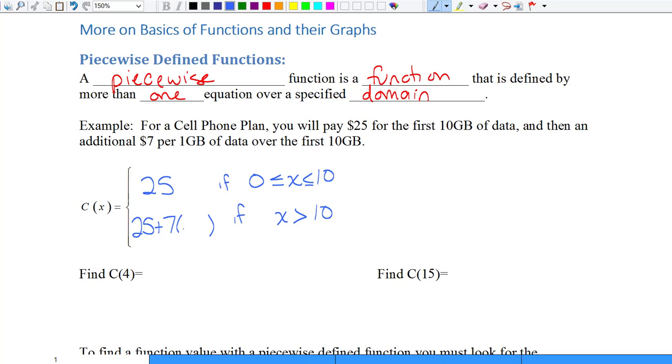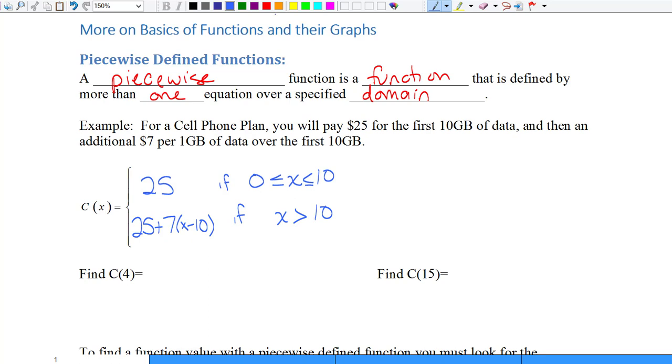The way we do that is x minus 10 in the parentheses. So let's say you have 11. 11 minus 10, that's 1 extra gigabyte. 1 times 7 is 7, and 7 plus your original 25. So the x minus 10 means anything over 10 gets counted. So this is our rule.